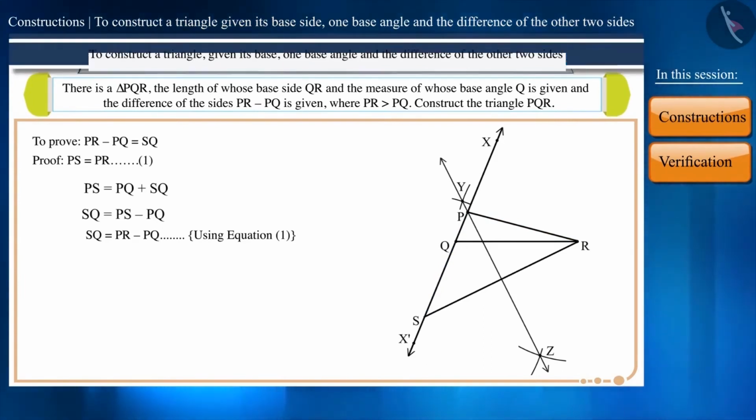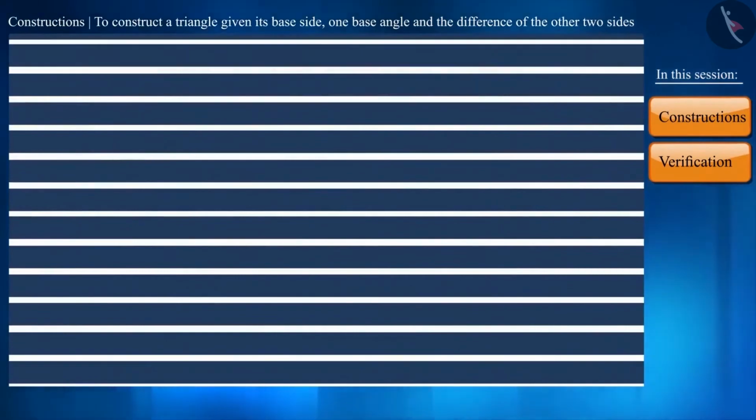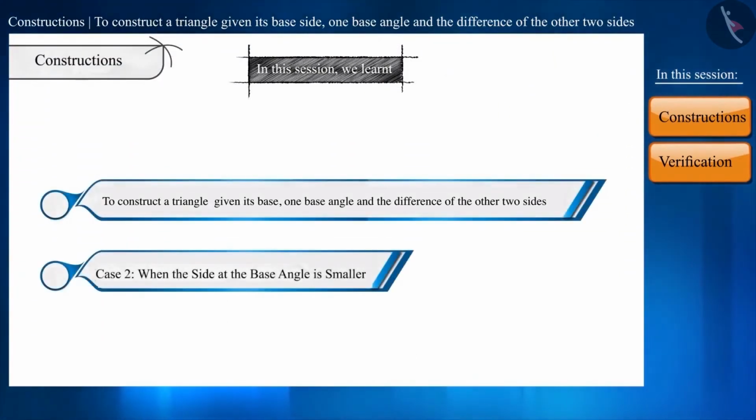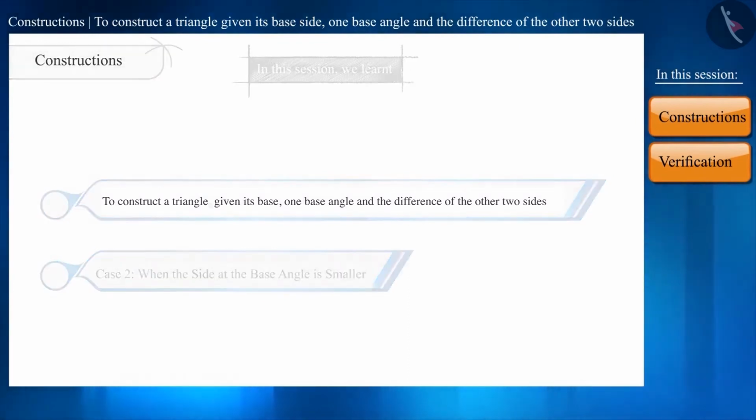So friends, with this, let's end this video. In this session, we learned the construction of a triangle where the length of the base side, one base angle, and the difference of the other two sides is given. Now let's meet in the next video with some questions related to this construction. Thank you.